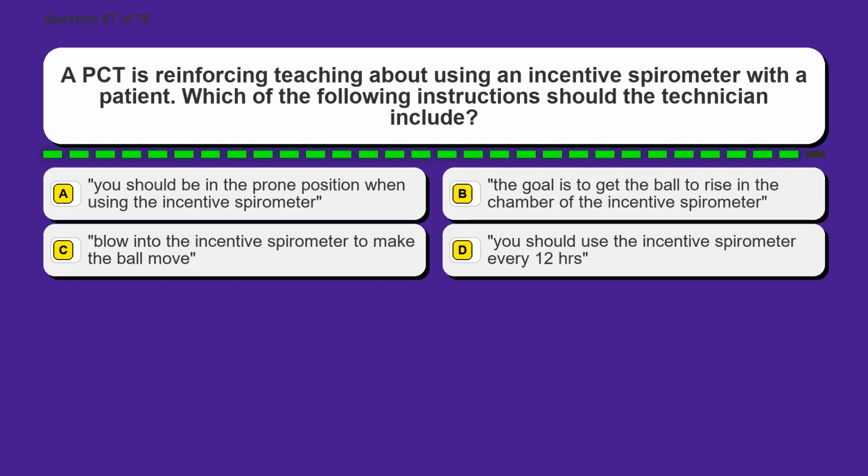Question 67. A PCT is reinforcing teaching about using an incentive spirometer with a patient. Which of the following instructions should the technician include? Option A. You should be in the prone position when using the incentive spirometer. Option B. The goal is to get the ball to rise in the chamber of the incentive spirometer. Option C. Blow into the incentive spirometer to make the ball move. Option D. You should use the incentive spirometer every 12 hours.